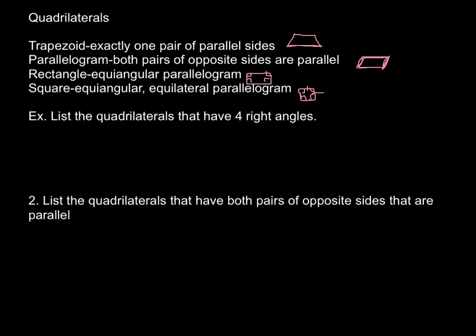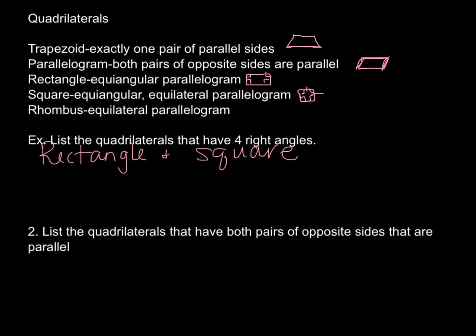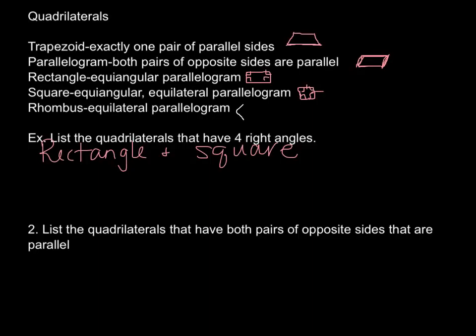Example. Okay, now these ones you have to kind of think a little bit. It says list the quadrilaterals that have 4 right angles. Well, we already know the 2 that have 4 right angles: rectangle and square. Okay, those are the only 2 quadrilaterals that have 4 right angles. And I forgot to add one more in here. We do also have what is called a rhombus, and that's kind of what we typically picture as a diamond. Okay, because a rhombus has equal sides, equilateral, but they don't have to be right angles. Usually like that, like a diamond is what a rhombus would be.